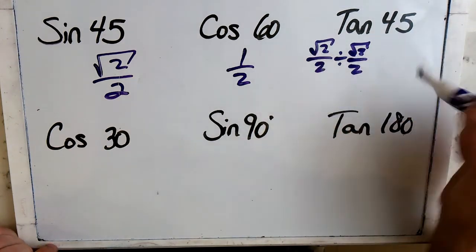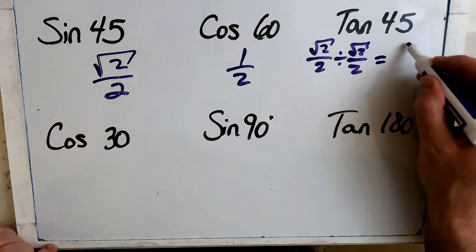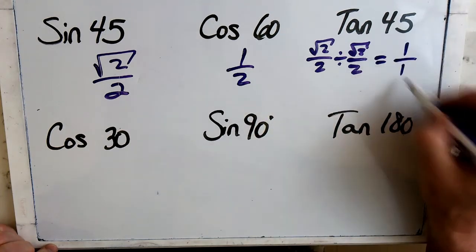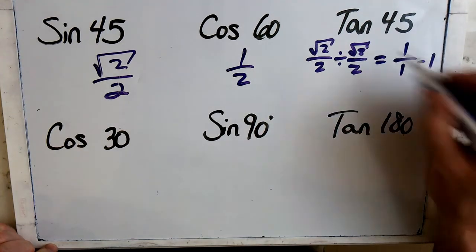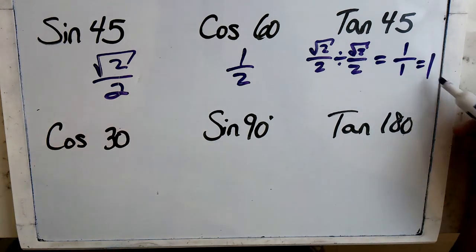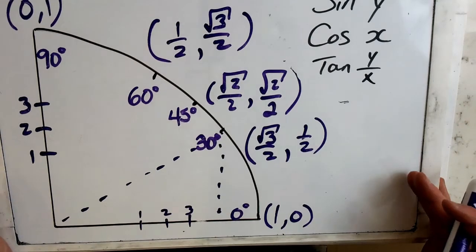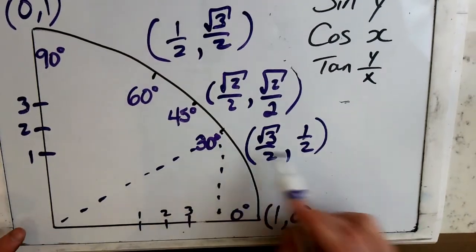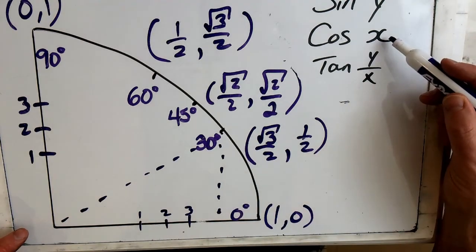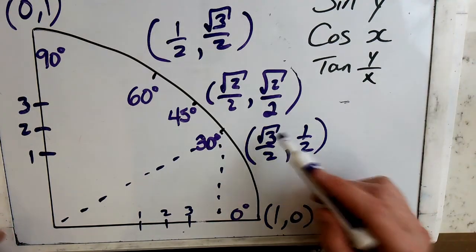Or root 2 over 2 divided by root 2 over 2 is 1. 2 divided by 2 is 1. So tan 45 is just 1. Cos 30. Keep going back to your unit circle. 30 degrees is right here. Cos is the x-coordinate, root 3 over 2.